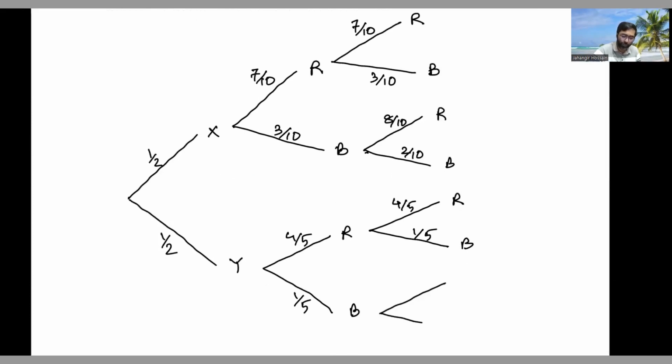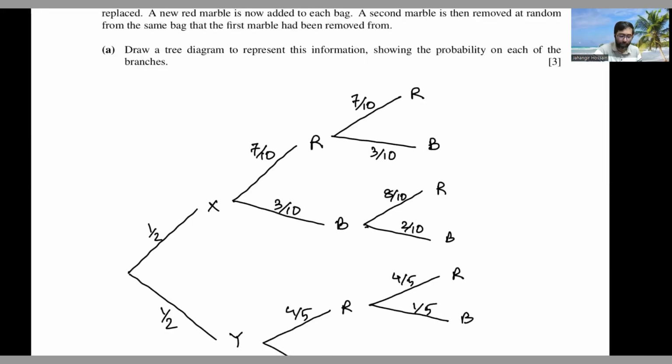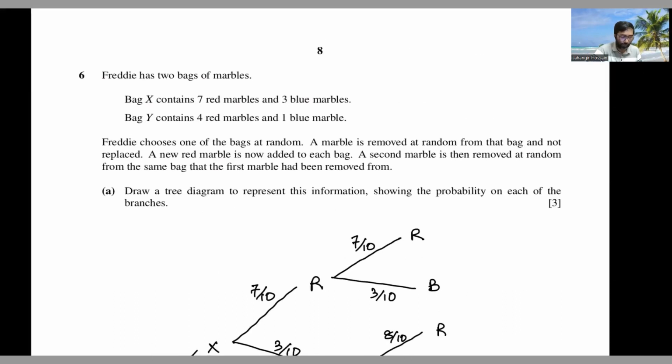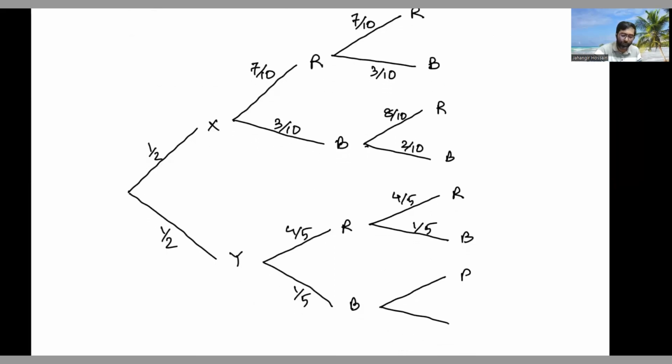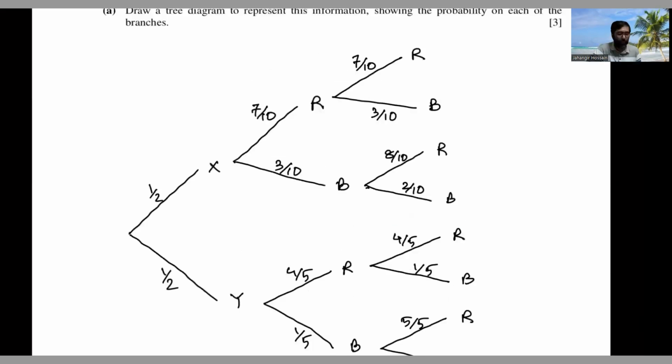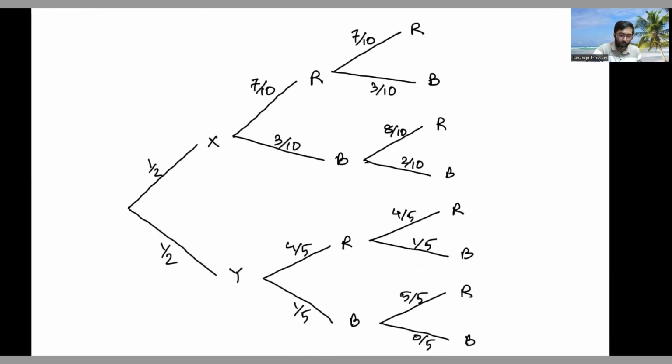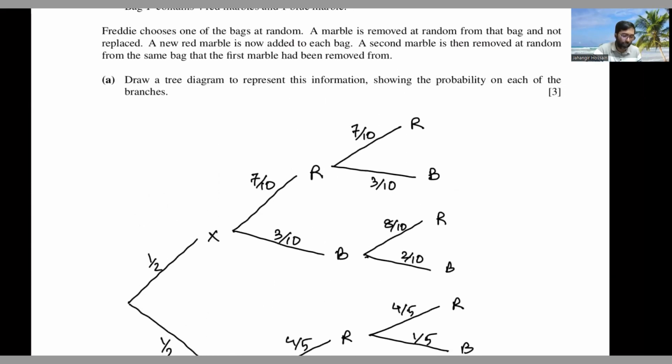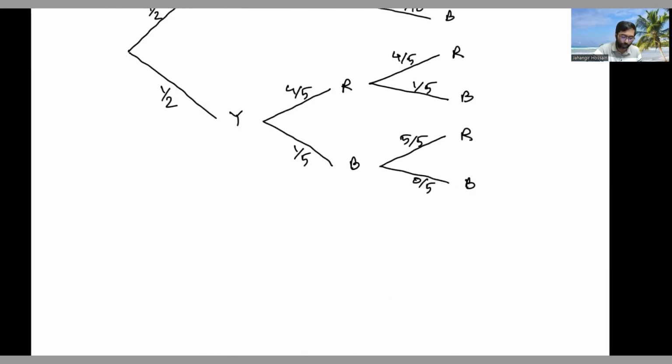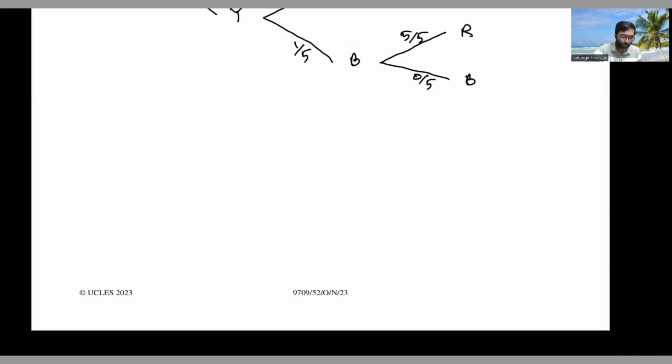What happens if we have chosen the blue marble in the first case? Then we have another red marble added here. So 5 red marbles, 0 blue marbles. The next marble being red is 5 by 5, that's 1. And blue will be 0 by 5, that's 0. So this is the probability of a branch, and that's the tree diagram. Okay. Now, what is in the next part?